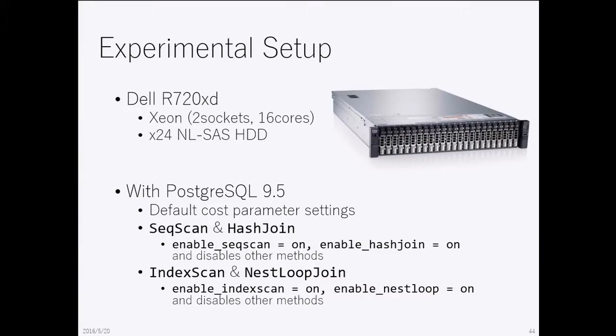This is our experimental environment. The server has 2 Xeon processors and 24 disks. Postgres version is 9.5. And in order to observe default behavior of Postgres, we used default cost parameter values. For measuring cost estimation and execution time of sequential scans and hash joins, only enable_seqscan and enable_hashjoin parameters were set to on, and parameters for other methods were disabled. And for measuring index scan and nested loop joins, only these 2 parameters were set to on, and others are disabled.